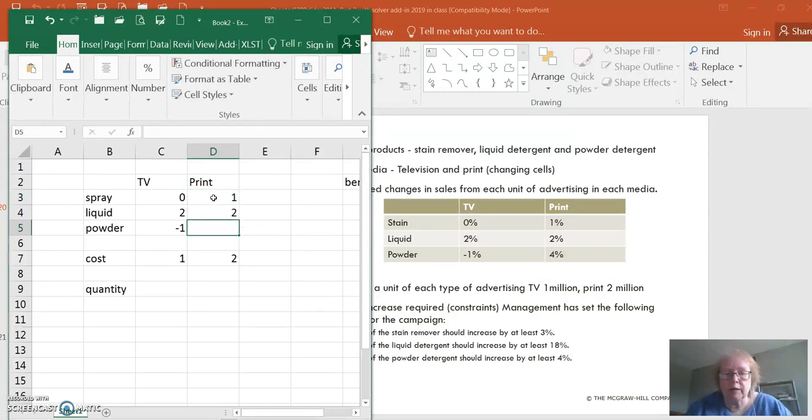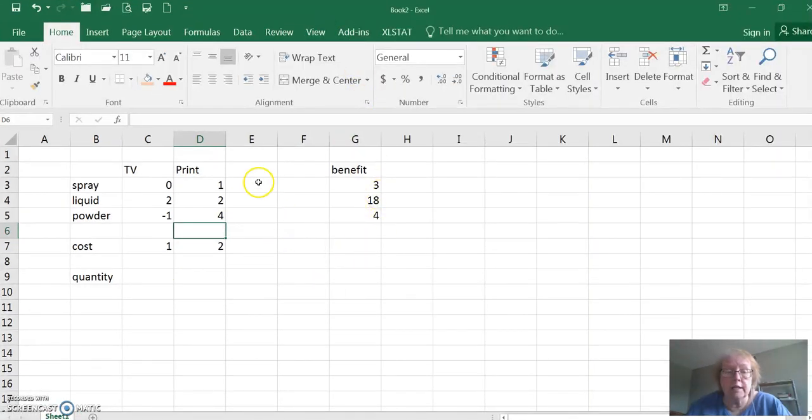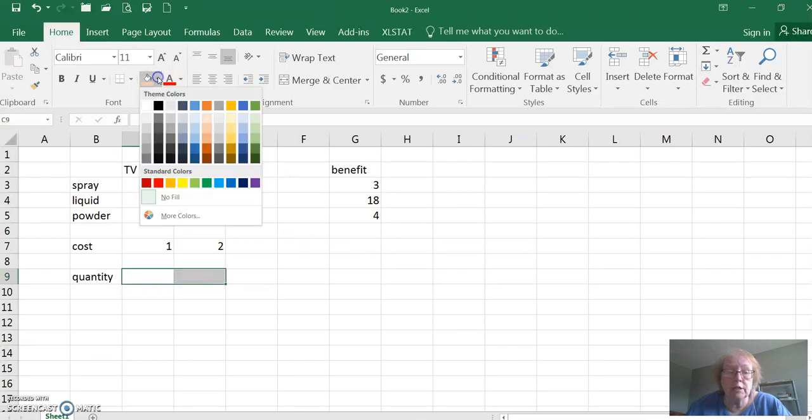It does help the liquid detergent, but it really helps the powder detergent. Do you see how I've got those over there? Okay. So I think I have all the information I need now. Let's see. I want to determine my quantity, so those are going to be my changing cells.